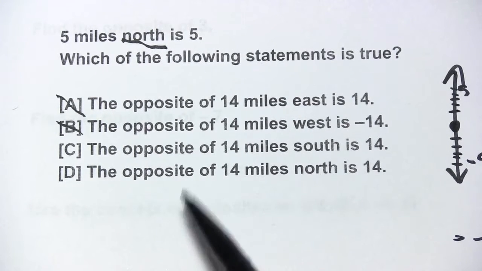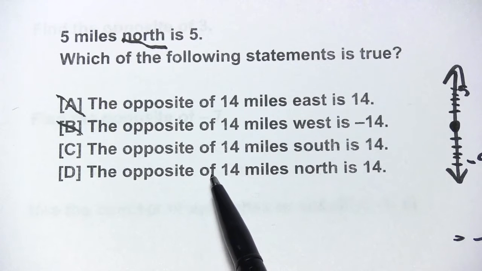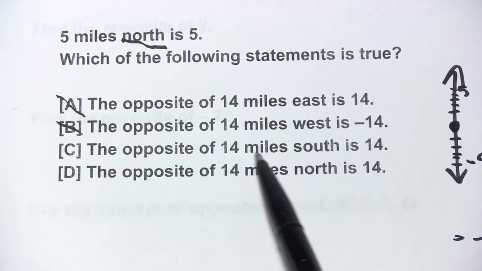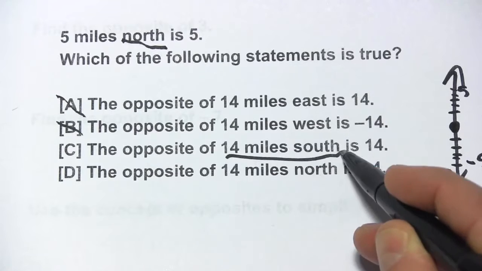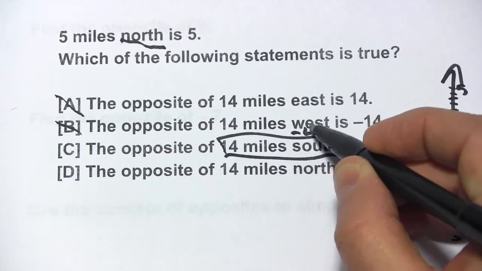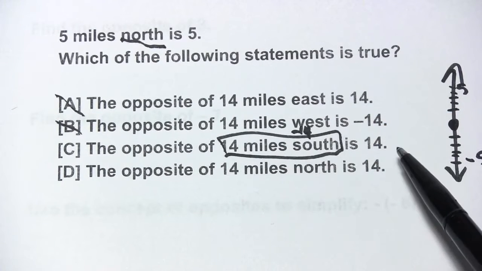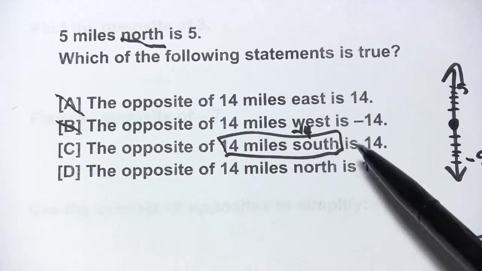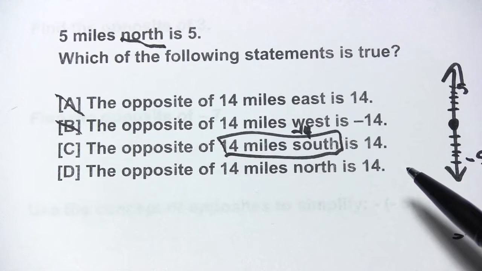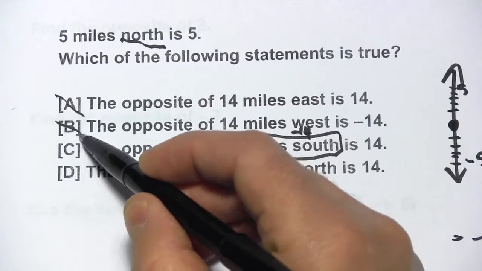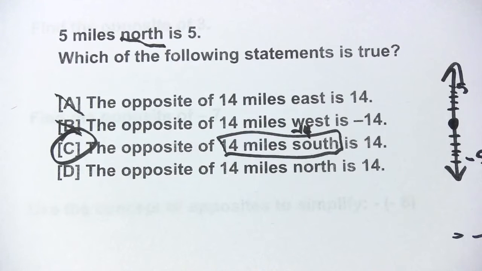So basically this is saying the opposite of 14 miles south is 14. Well, 14 miles south is negative 14. So it's saying the opposite of negative 14 is 14. And that's right, because the opposite of a negative number is a positive number. So that is our answer. So that's a little bit of work with opposite numbers.